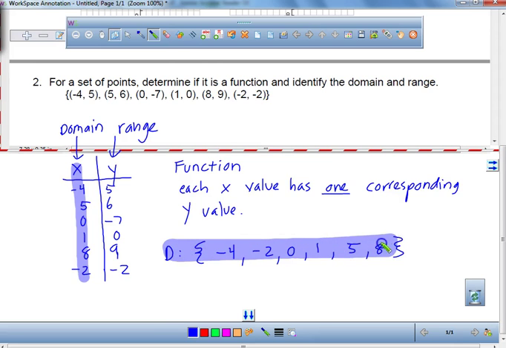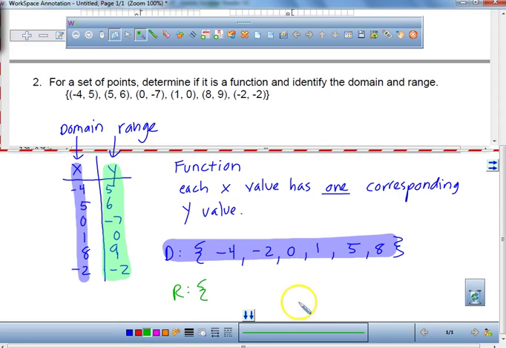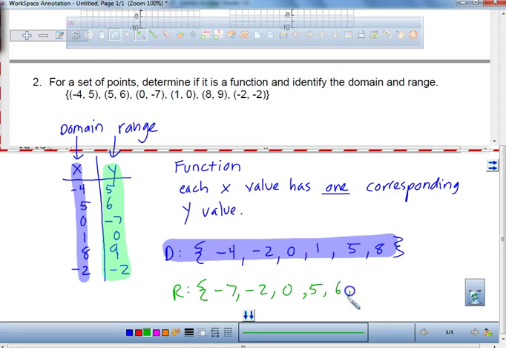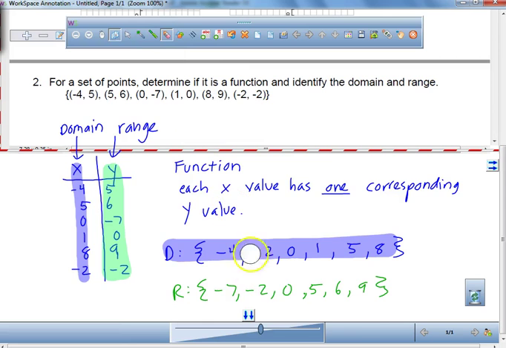Now, the next thing we're going to do is list all the range. So this right here, this is considered to be the range of numbers. So what is our range going to be, from least to greatest? What do we got? -7, good. -2, 0, 5, 6, 9. Alright, so there we go. That is the domain and the range.